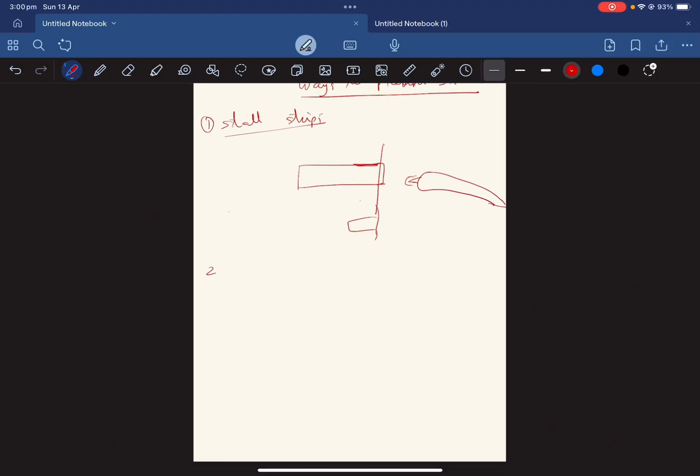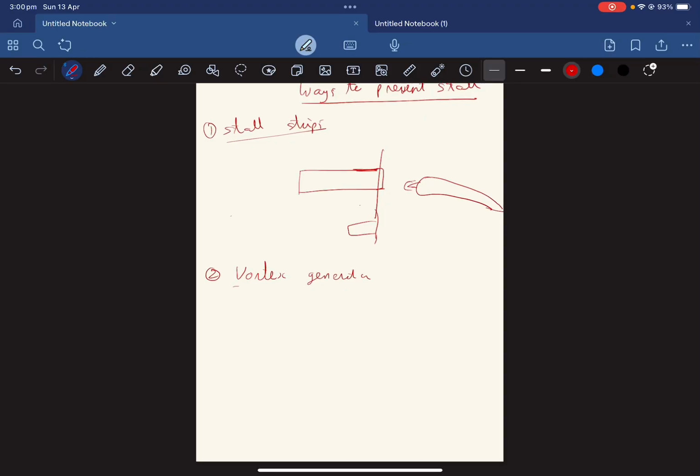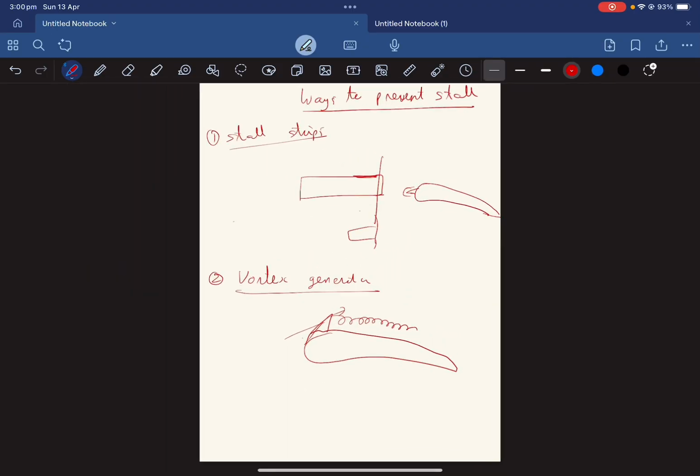Then the second type is going to be the vortex generator. In the case of vortex generators, I'll draw a wing over here. So let's say this is not a wing but an aerofoil. Vortex generators are on the leading edge and they're shaped like this. What they do is, when they're kept at an angle and the air passes over them, it creates a type of vortex. And then of course, if you see the diagram, what happens?